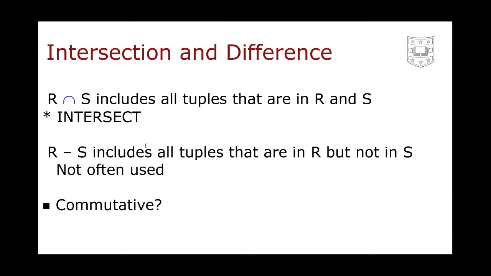Are these commutative? Is set intersection commutative? Is R intersect S the same as S intersect R? It is. Yes, it is. What about difference? Difference is not. Just like subtraction is not commutative, set difference is not commutative either. For similar reasons. The order does matter.